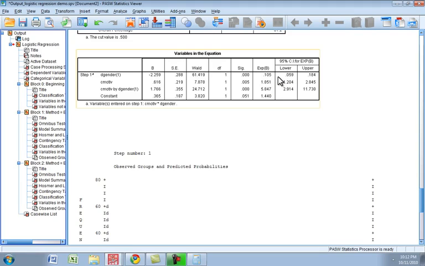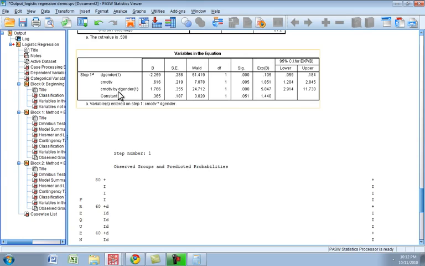But one issue that does come up sometimes with interactions, adding interaction terms to models, is that there can be some collinearity. So if you have any major sign changes or if certain variables become non-significant, then you do need to consider that as a potential issue to deal with. So here it looks pretty good.